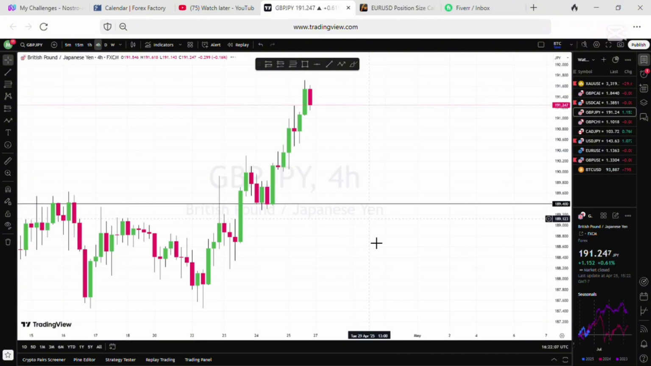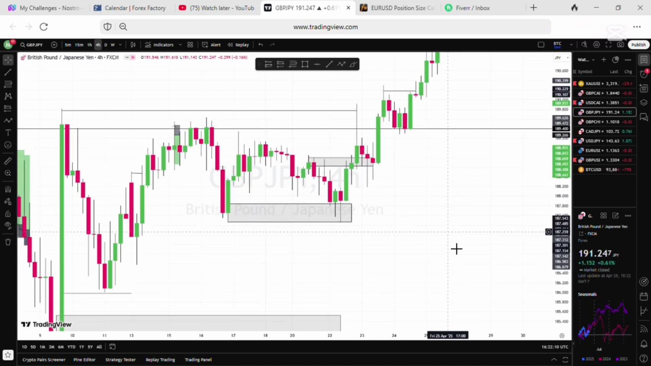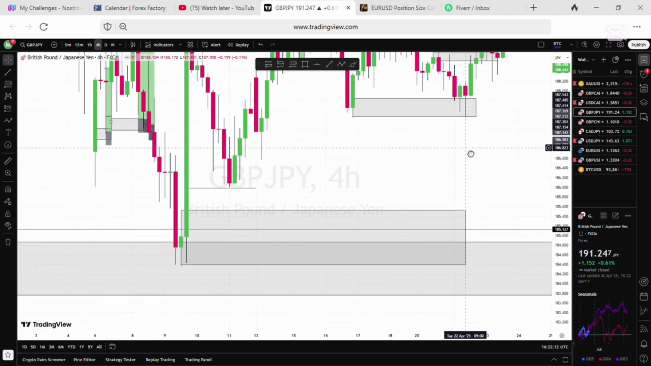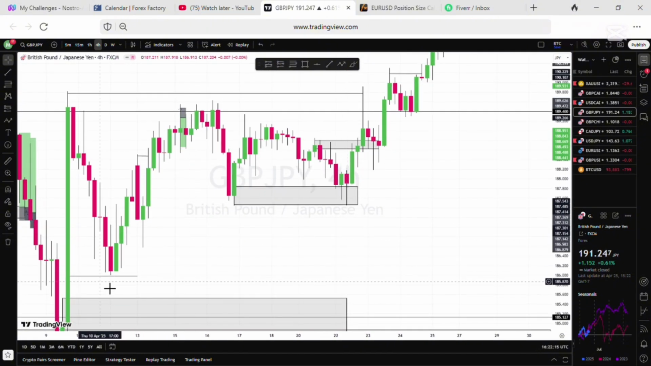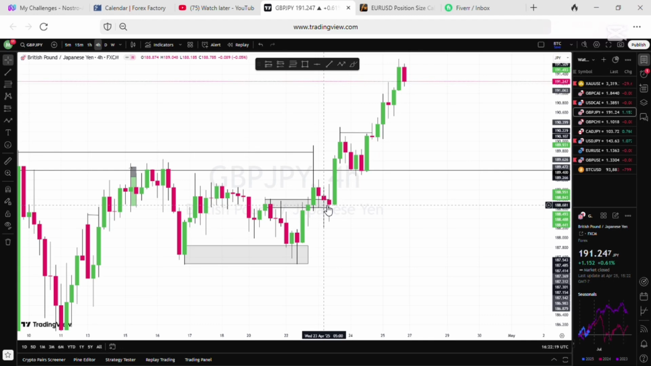Let's go down to the 4 hours time frame. I missed a lot of trades on this GBP JPY. Actually, I missed this and this. This one, if I had entered it, I would have been taken out, because my stop loss would be around somewhere here. This is a 4 hours time frame.